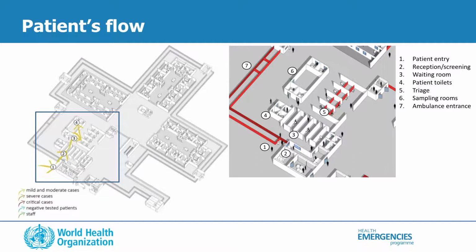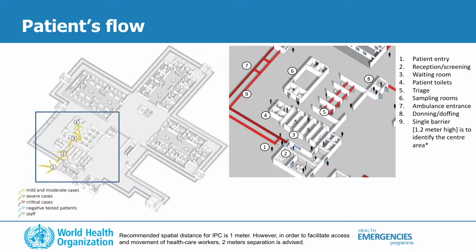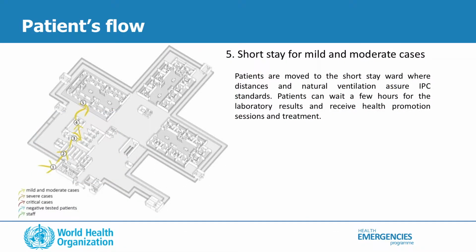Number 7, this is where ambulances can enter the facility from. 8, donning and doffing. Here is where to put on and take off the PPE. Number 9 is a barrier. It should be 1.2 meters high, and this is to identify the patient's arrival area. Patients are moved to the short stay ward where distances and natural ventilation assure infection prevention and control standards.